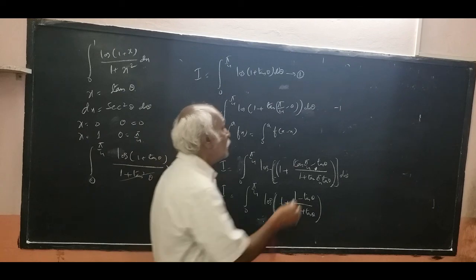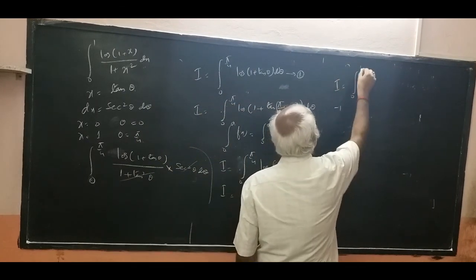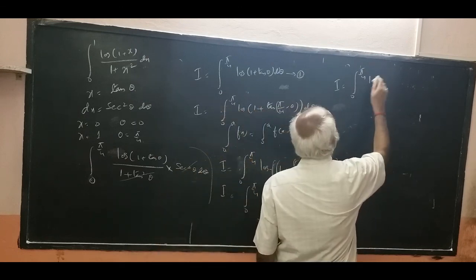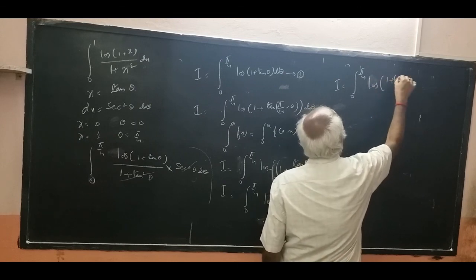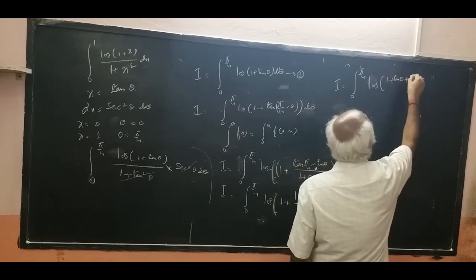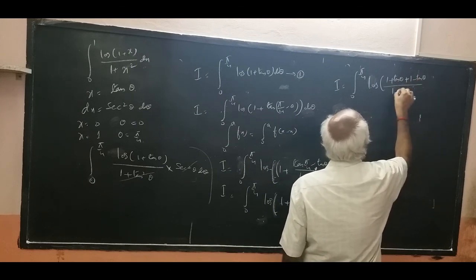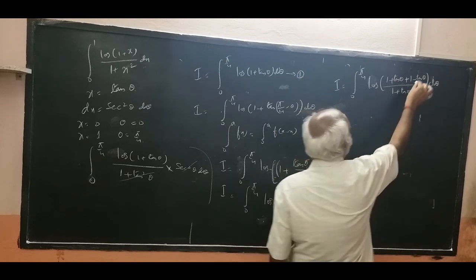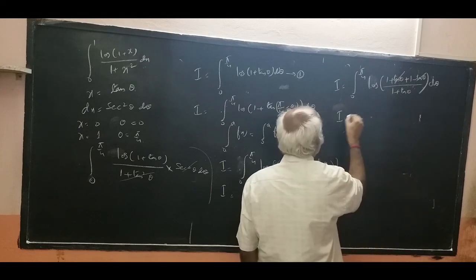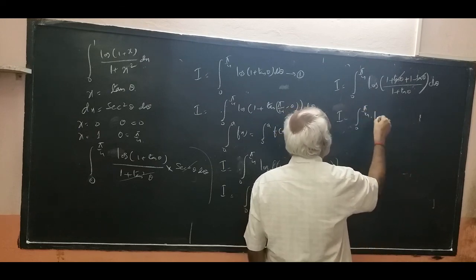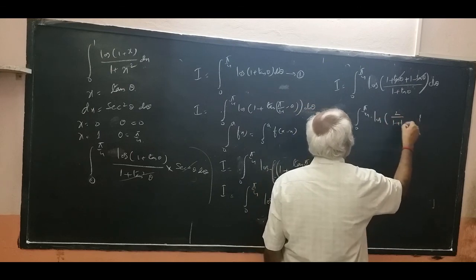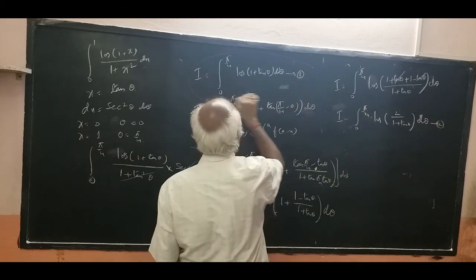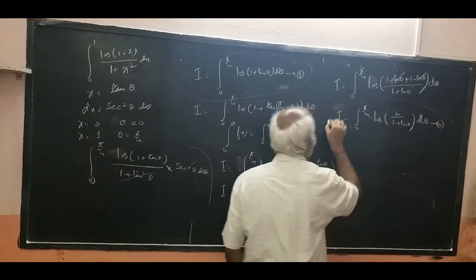So if you take LCM, what will happen? I is equal to 0 to pi by 4, the numerator 1 plus tan theta plus 1 minus tan theta, by 1 plus tan theta, d theta. Okay, so tan theta will get cancelled. I is equal to 0 to pi by 4 log of 2 by 1 plus tan theta. You got it as second equation. This is the first equation and this is the second equation.